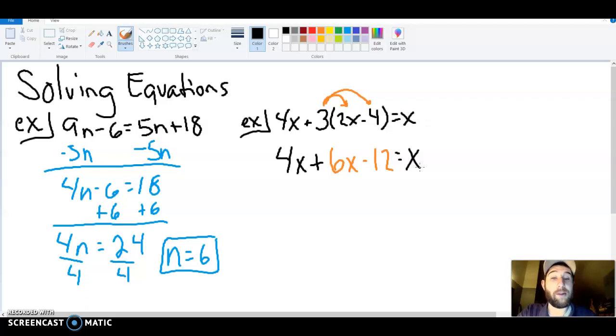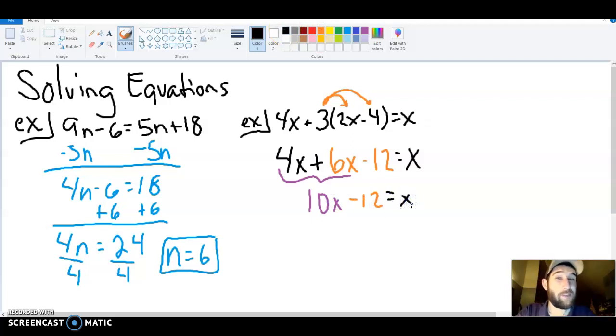I'm going to choose to combine the 4x and the 6x first. So by combining the 4x and the 6x, I'm only going to be working with one term that has x on that side with the 12. So I'll have 10x minus the 12 equal to the x.